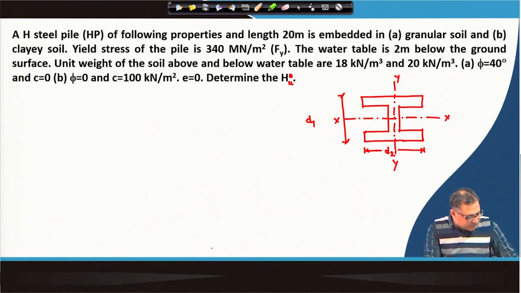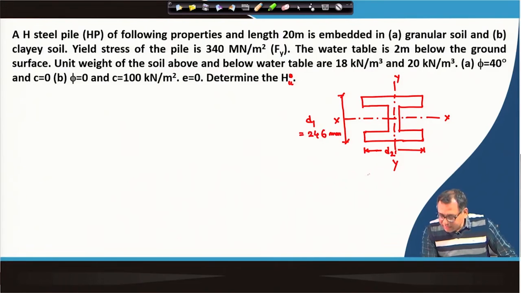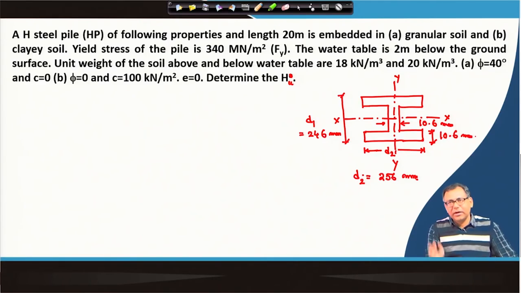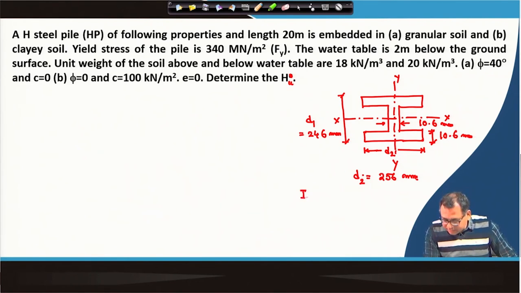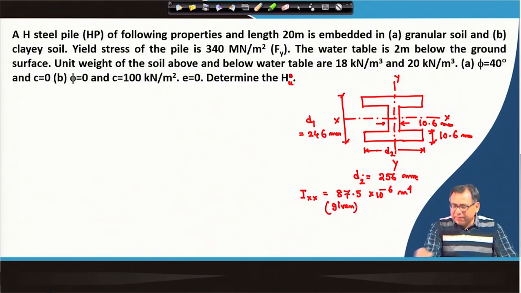For this particular section, D1 value is equal to 246 millimeter, and D2 value is equal to 256 millimeter. Flange width is also given, so that is 10.6 millimeter. This width is also given, 10.6 millimeter. So, all the values are given for a particular section. The moment of inertia of this section for the XX axis is also given: 87.5 into 10 to the power minus 6 meter to the power 4. All the values that I have written are given.